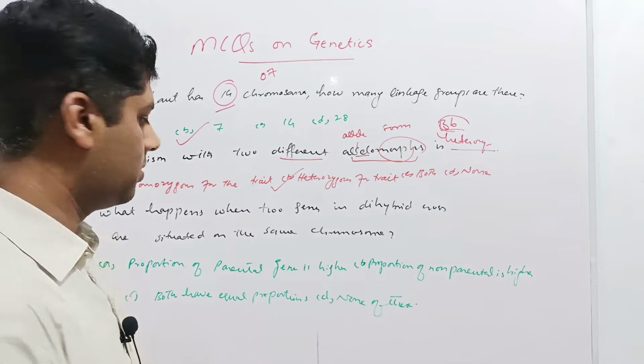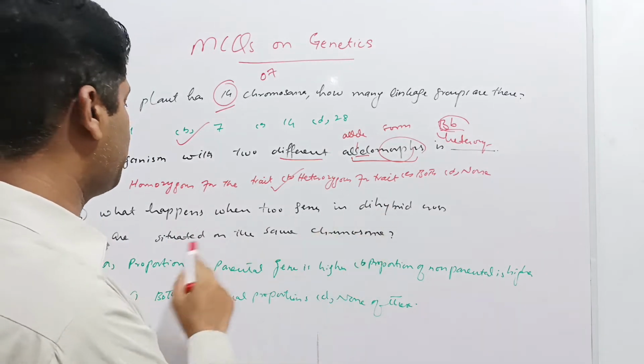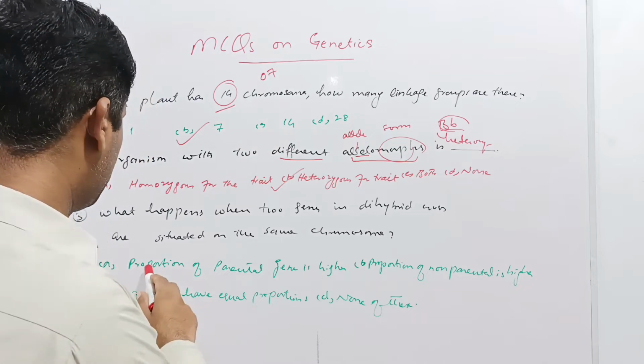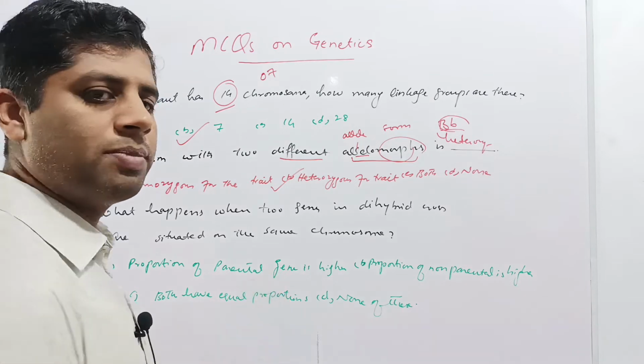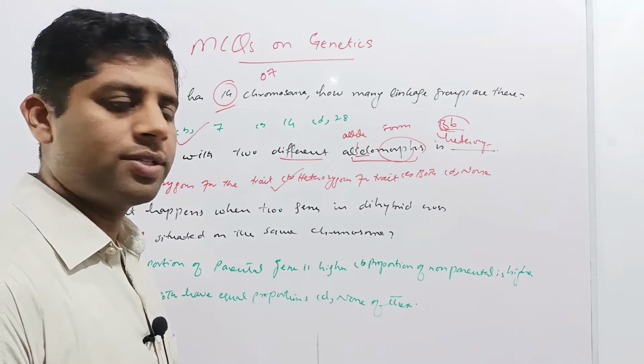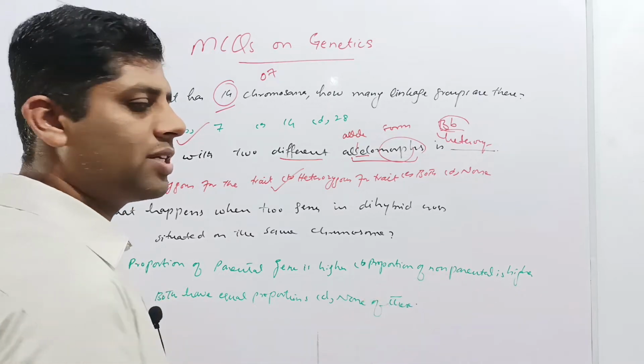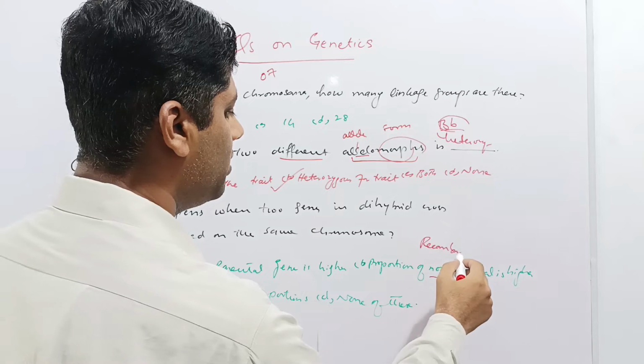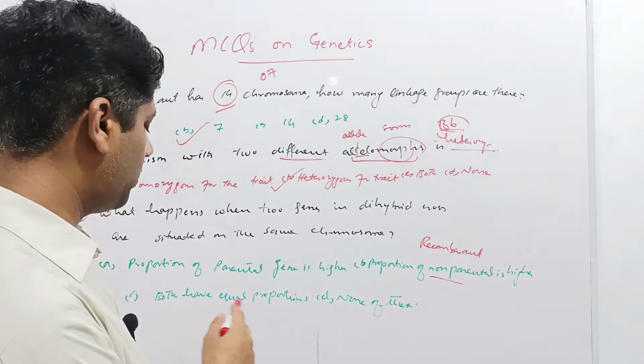Next question is, what happens when two genes in dihybrid cross are situated on the same chromosome? Given options are, proportion of parental gene is higher as compared to the non-parental type, recombinants, proportion of non-parental is higher, non-parental means recombinant type, new forms of the alleles present in the population, both have equal proportion, or none of these.